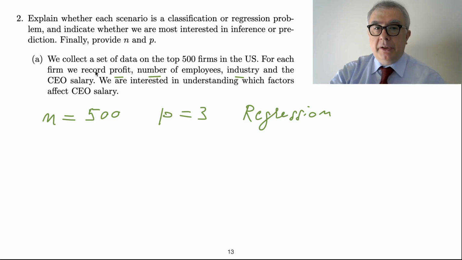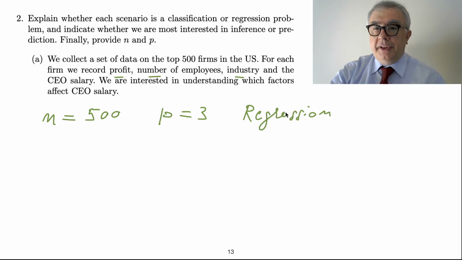First problem, we collect a set of data on the top 500 firms in the United States, and for each firm we record profit, number of employees, industry, and chief executive officer salary, the CEO salary. We are interested in understanding which factors affect the CEO salary.